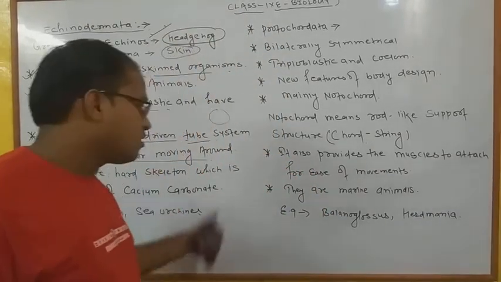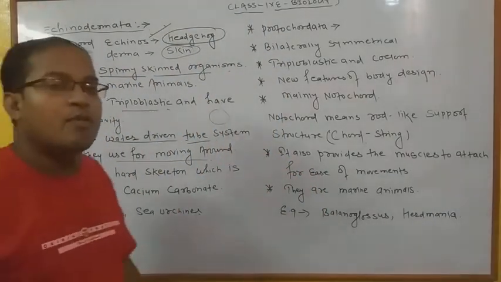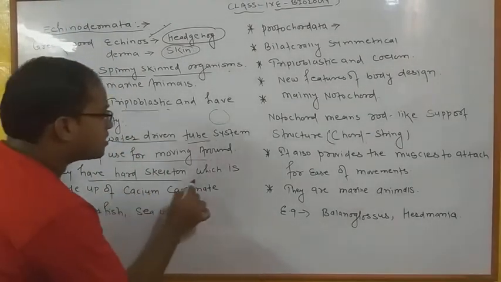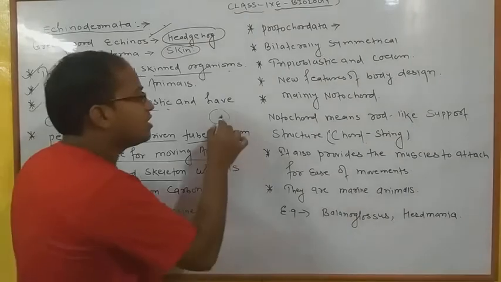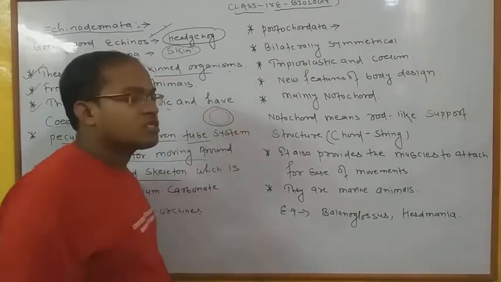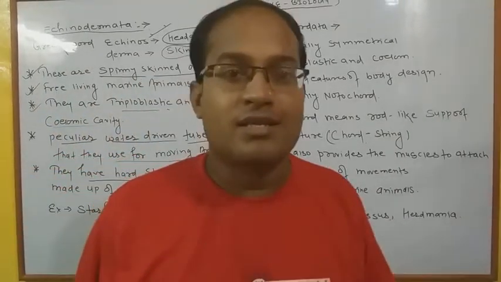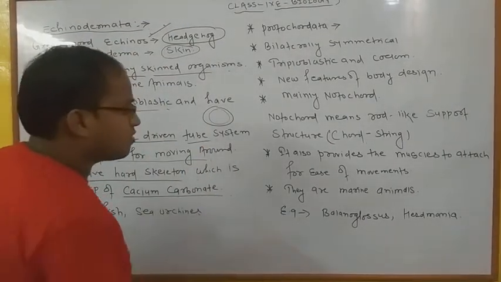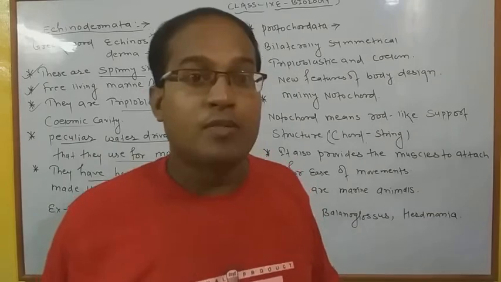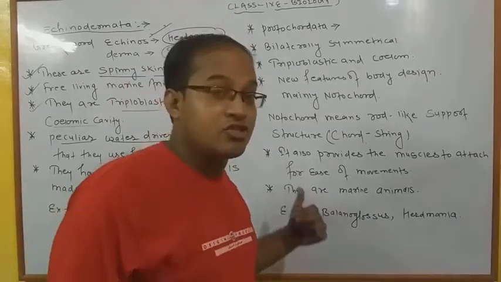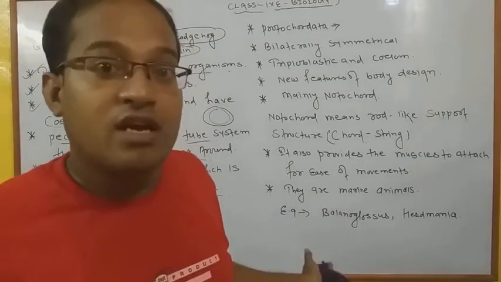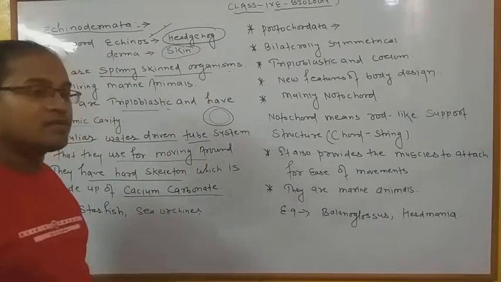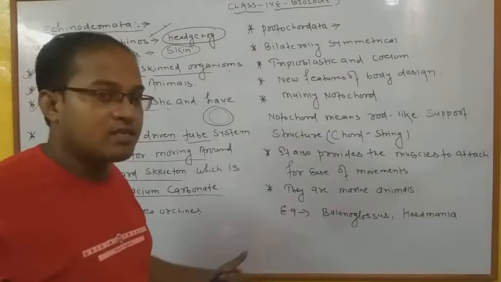Okay, now next we have to discuss some more properties of Echinodermata, and that is they have a hard skeleton. Hard skeleton means the upper portion of their body is made up of hard skeleton, and this hard skeleton is made up of calcium carbonate. Due to the deposition of calcium carbonate, their outside structure is very hard and we cannot break it easily. So it is made up of calcium carbonate, which makes a strong skeleton system.